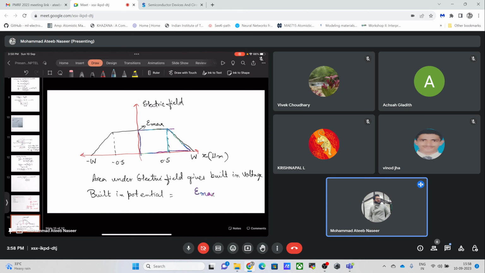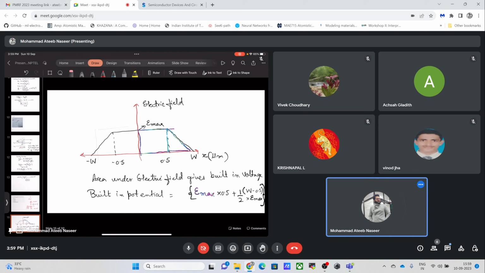Okay, let me use the pencil itself. E max into 0.5 for this rectangle, plus the area of this small triangle, which would be simply 1/2 into this base. Its base is simply W minus 0.5, and its altitude is simply E max. Okay, this is the area of the left hand side.